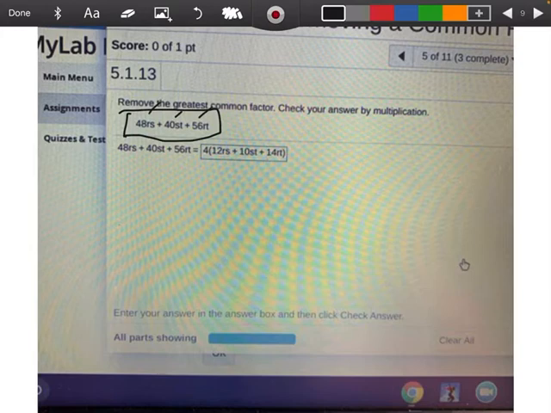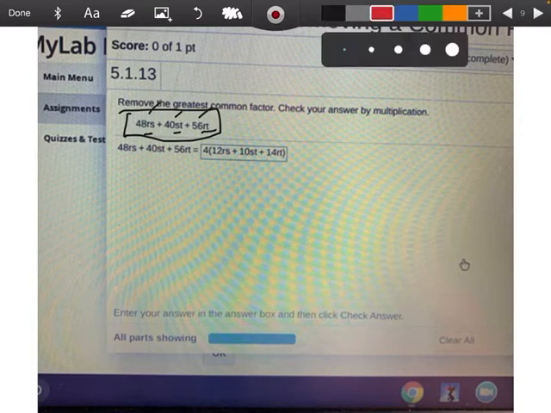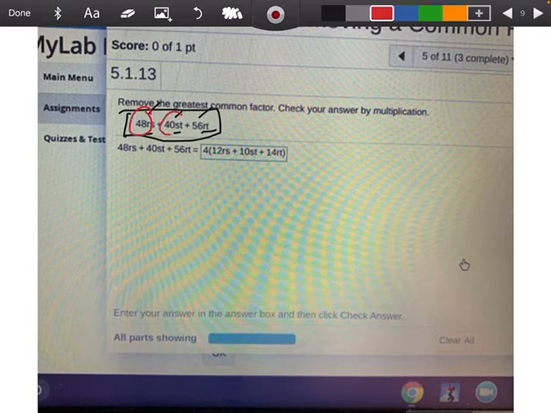Okay, so what we're trying to do is, number one, look at the variables. Is there a letter that they all have? If I look at this one, it has an R S, this one has an S T, so far S is common to all of them, but this one has an R T. So there's no variable that's common to all of them. So the second thing I need to do is figure out what's the greatest common factor between 48, 40, and 56.